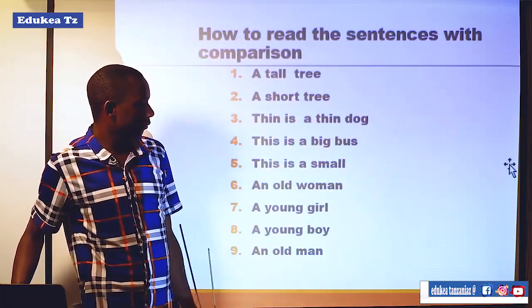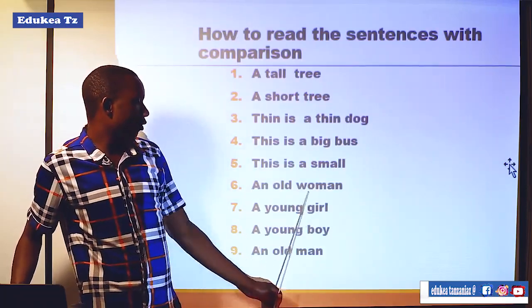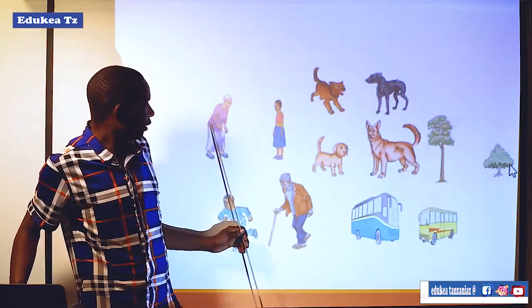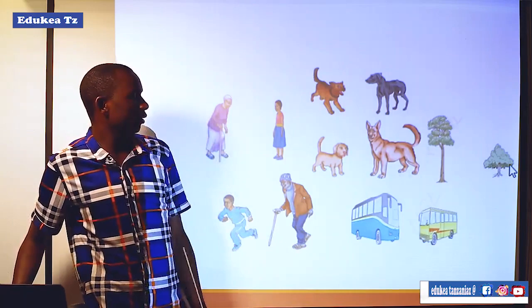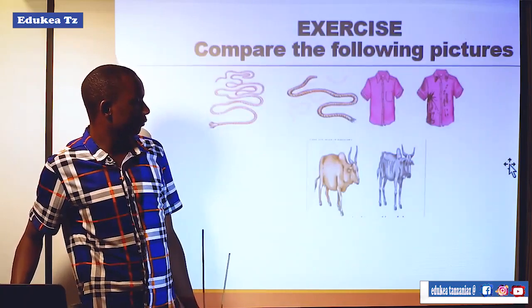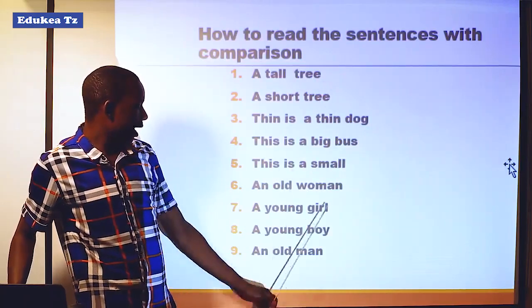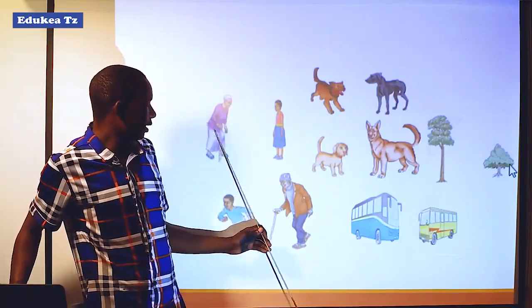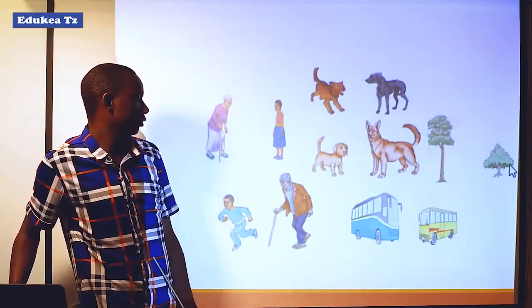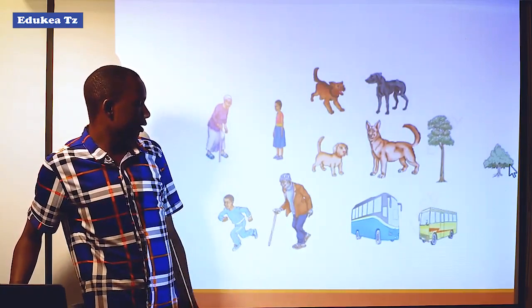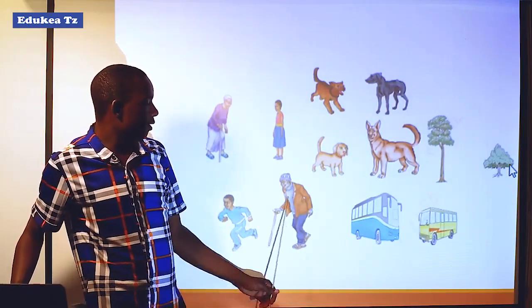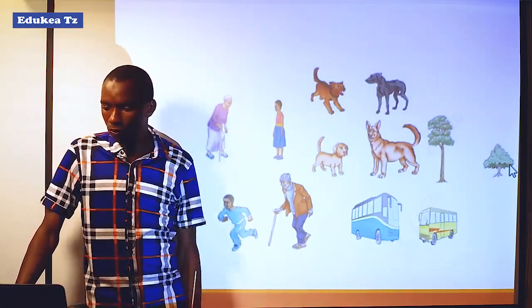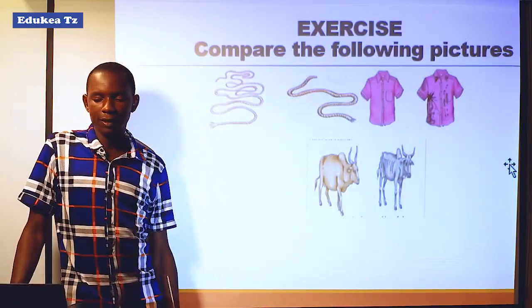An old woman, as you see here, as you see her. A young girl, a young boy, an old man. An old man, as you see here, a young boy, an old man, and that is the old woman. So these are the comparisons as we see.